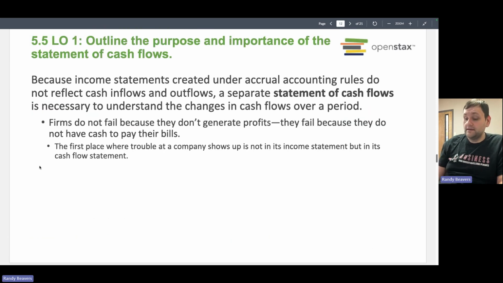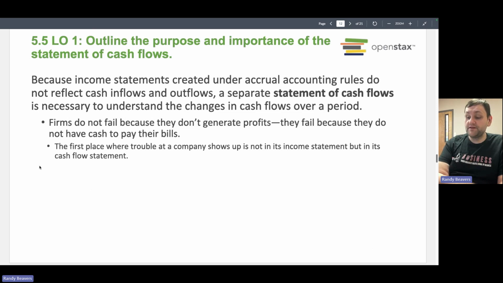All right. So now turning to section 5.5, the statement of cash flows. What is its purpose and why is it important? Because income statements are created under accrual accounting rules that don't reflect cash inflows and outflows, we have to have this separate statement so we can understand the changes in the cash flows over the year or period. The cash flow statement is important because firms don't fail because they don't generate profits. They fail because they don't have cash to pay their bills.